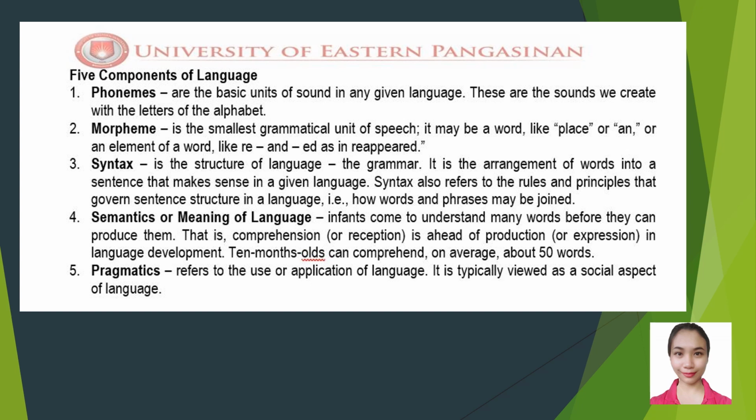Next is we have semantics or meaning of language. So, infants come to understand many words before they can produce them. That is, comprehension or our perception is ahead of production or our expression in language development. So, 10 months old can comprehend on average about 50 words. So, when we say semantics, class, it is a branch of linguistics that looks at the meanings of words and language, including the symbolic use of language. It also refers to the multiple meanings of words as well.